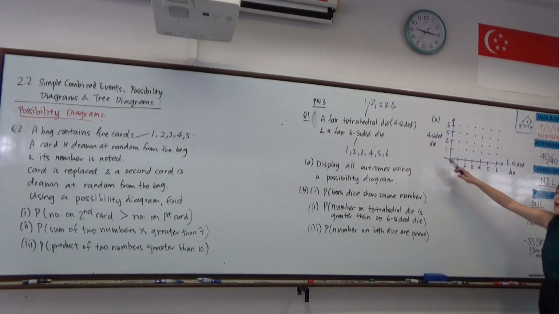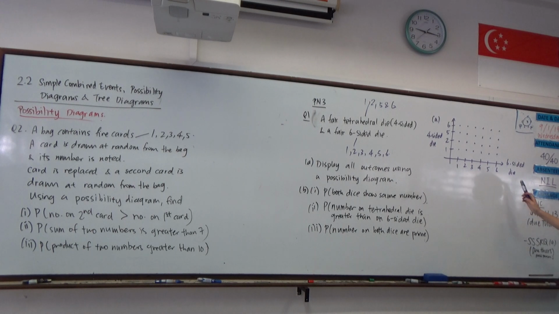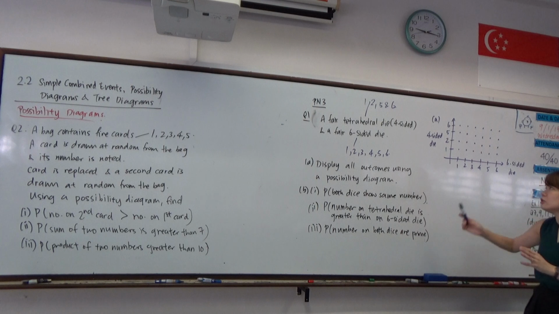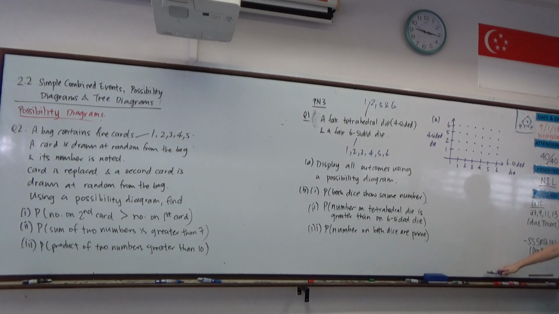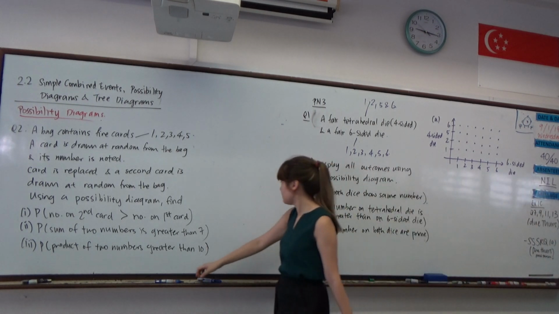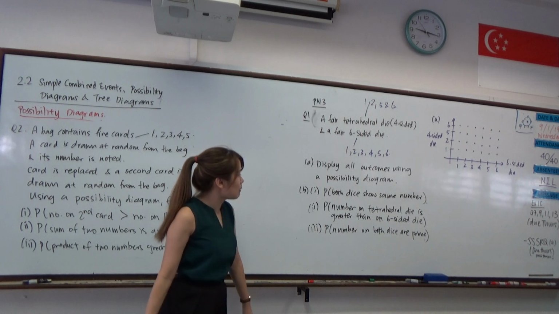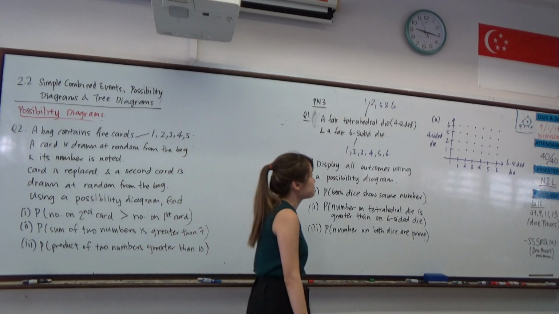Then after that, label of course the 4-sided die and the 6-sided die. Your axis might also be different. It also doesn't matter. You could have the 6-sided die on your vertical axis and the 4-sided die on your horizontal axis. So in B part 1, to find the probability that both dice show the same number.